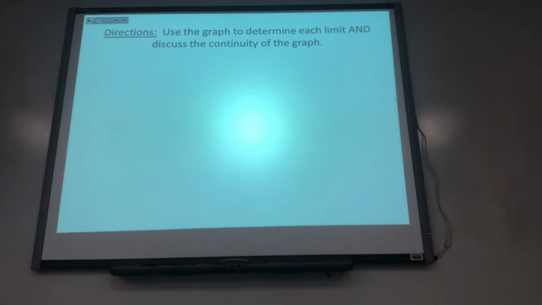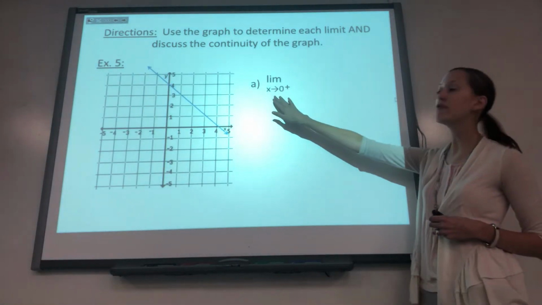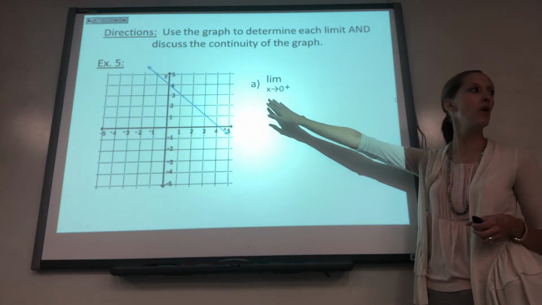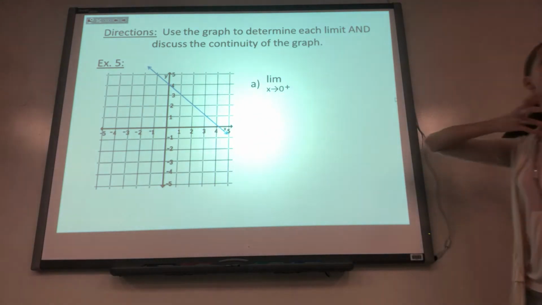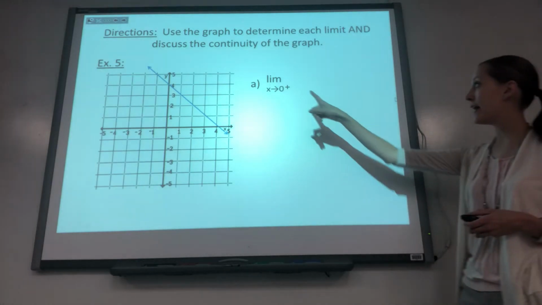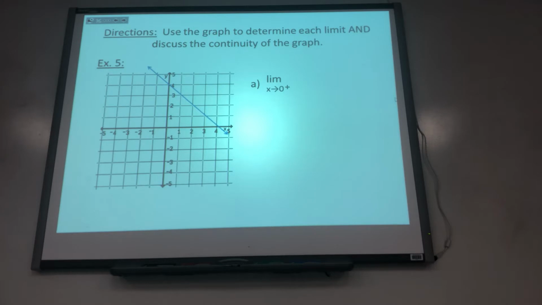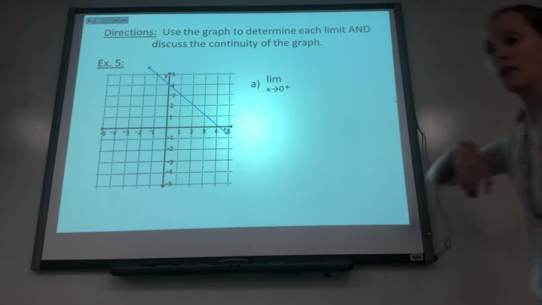Okay, graph is in front of you, but here is what we have to find for part A. This is the part that you'll want to put somewhere. You can put it on the graph paper or on the paper that you're just writing on. For part A, we have to find the limit as x approaches 0 from the right. You're not going to the right, you're coming in from the right. That's what the plus sign tells me.